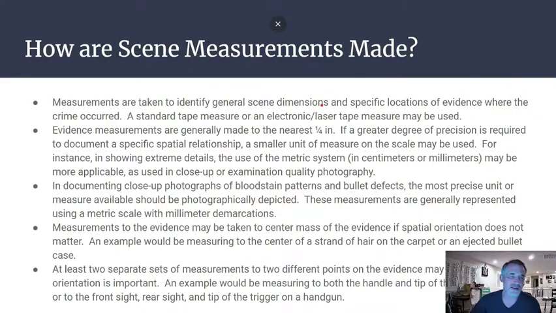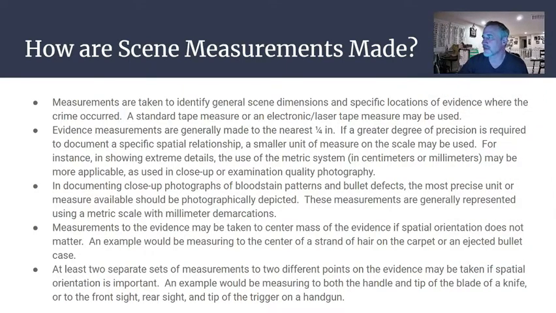All right, so how are these scene measurements made? We're going to go into a couple of options for this. Measurements are taken to identify general scene dimensions and specific locations of evidence where the crime occurred. A standard tape measure or an electronic laser tape measure could be used.